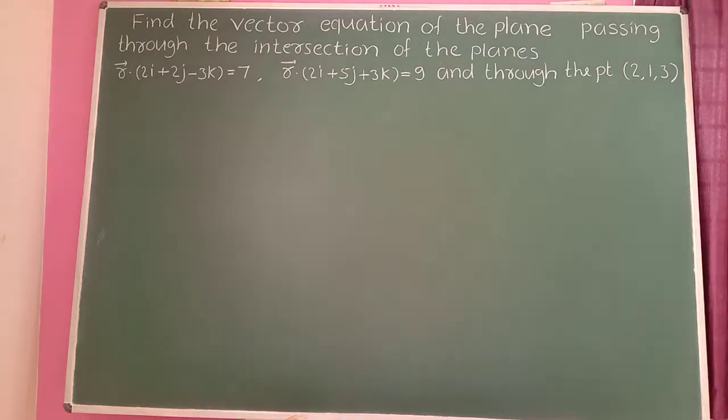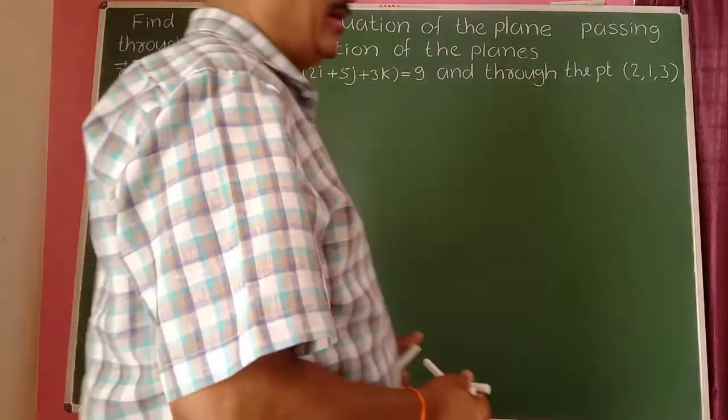Find the vector equation of the plane passing through the intersection of planes r bar dot (2i + 2j - 3k) = 7 and r bar dot (2i + 5j + 3k) = 9, and passing through the point (2, 1, 3).